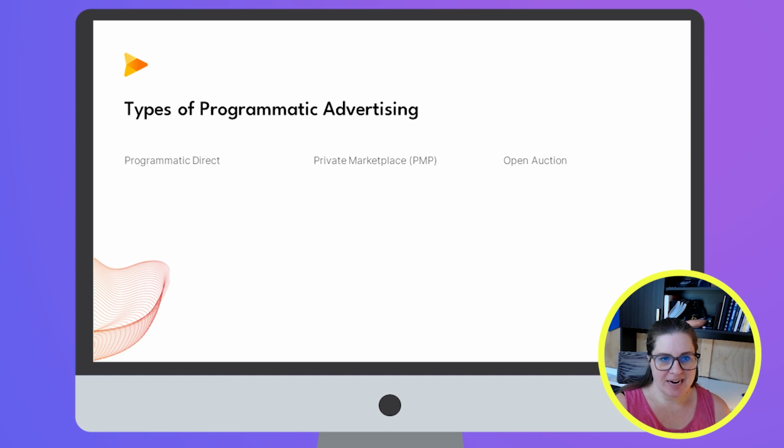So there's a couple different types just to keep in mind. I'm not going to go into them, but there's direct, there's private marketplace, and there's open auction. So programmatic is an entirely different industry. It's not something I delve in because most of my clients are local-based markets, and Google Display does the job alongside social. But maybe you're watching this and you're trying to hit a national campaign in the United States and you're not getting anywhere, and you're not getting in front of your audience. This might be a solution for you.